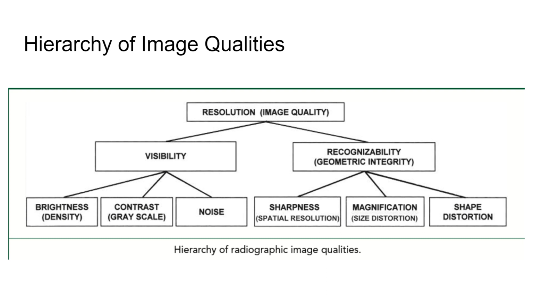I like this image, because it's everything that we kind of talked about, right? So there's nothing really to go over other than to say that it's kind of cool. And that resolution can be broken up into these two pieces, the visibility piece versus the recognizability or geometric stuff. And geometric falls into magnification, like size distortion, sharpness, shape distortion. Visibility is noise, contrast, and brightness.